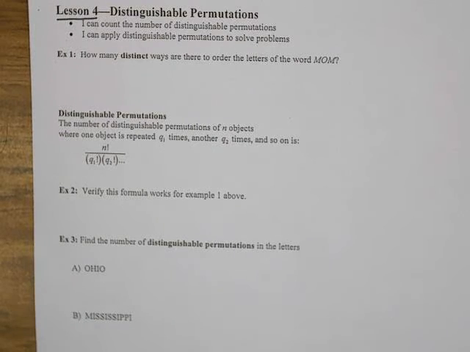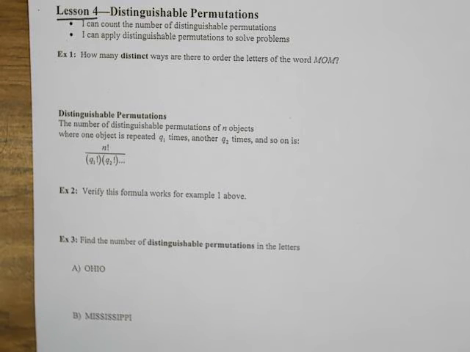Okay, lesson number 4 is just an extension of lesson number 3. We're going to continue on with permutations, but we're going to talk about distinguishable permutations. Targets: I can count the number of distinguishable permutations, and then I can apply distinguishable permutations to solve problems. So let's talk about what actually is a distinguishable permutation.